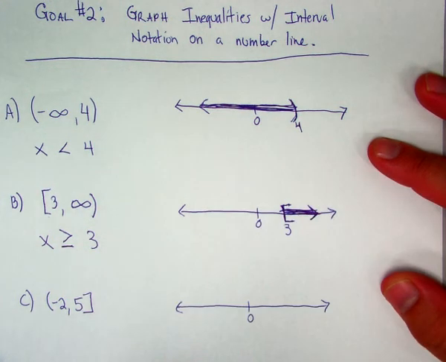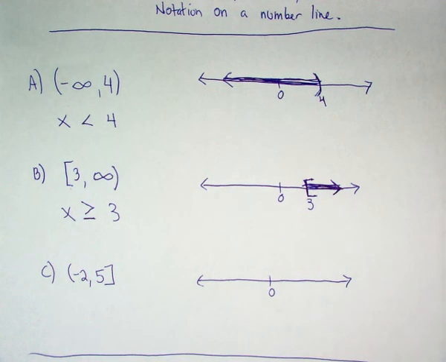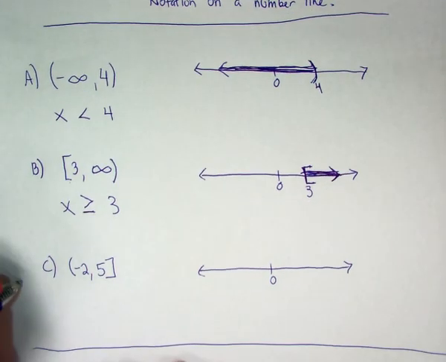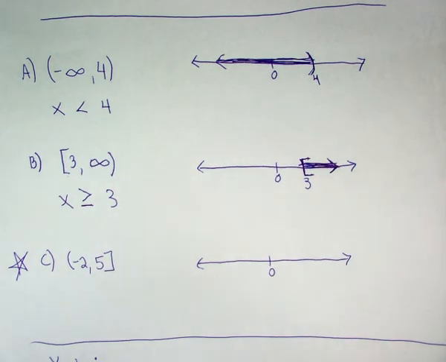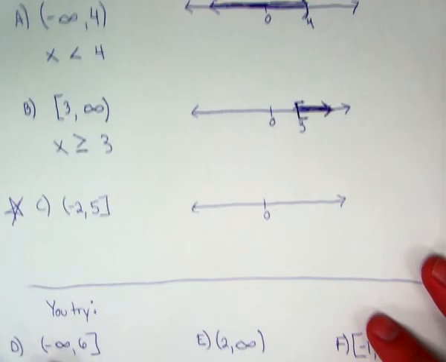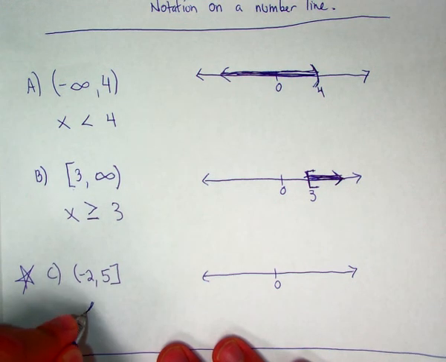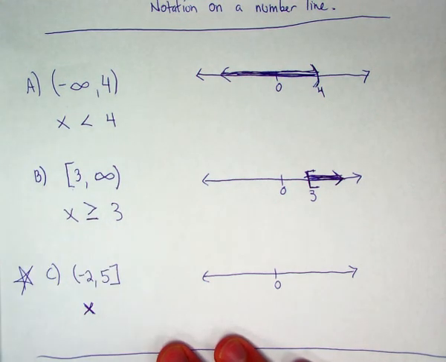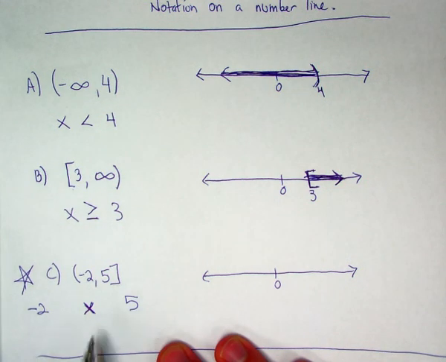Okay. For letter C, we're going to do from negative 2 to 5. Now this is the most challenging one. This is the one that people generally struggle with. Okay. What we're saying is all the values that lie between negative 2 and 5. So we want to know what are those values. We're going to say x. And those values are going to be between negative 2 and 5. See how x is sitting between the two of them?